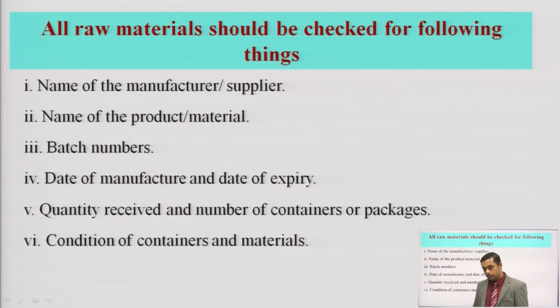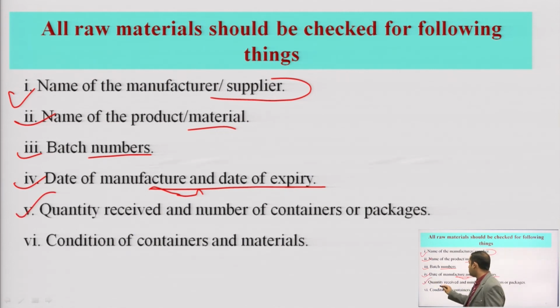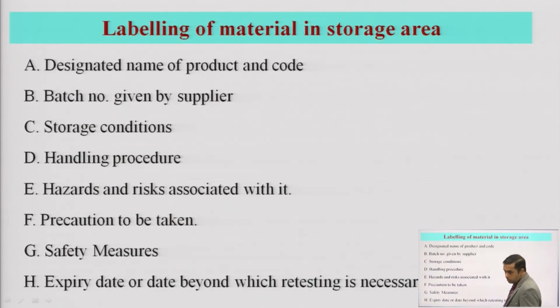All the raw material should be checked for the following things, like whatever I have mentioned: name of the manufacturer or supplier, name of the product material, batch number, date of manufacturing and expiry, quantity received, number of containers or packages, condition of container and material. Labeling of the material in the storage area is also very important. See, labeling will already be there on the raw material, but when you are keeping it in the storage area, there should be a separate label.